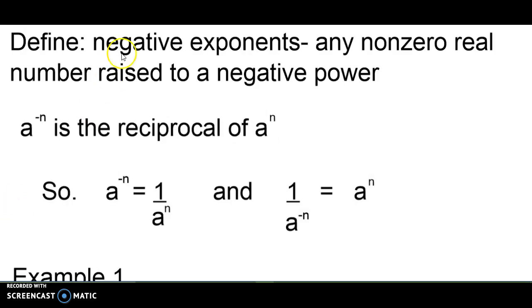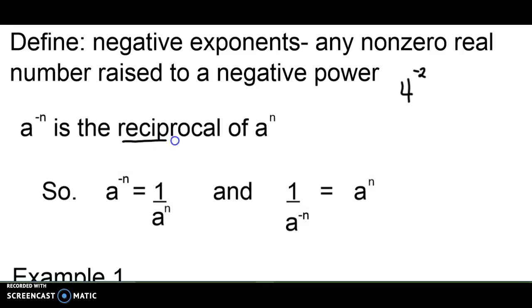Okay, so first we're going to define negative exponents. Negative exponents are any non-zero real number raised to a negative power. So that would be like the number 4 raised to a negative power. That's just taking any old power, like let's say squared, and instead of just being a 2, it's going to be a negative 2. So that negative exponent, a to the negative n, is the reciprocal of a to the n.